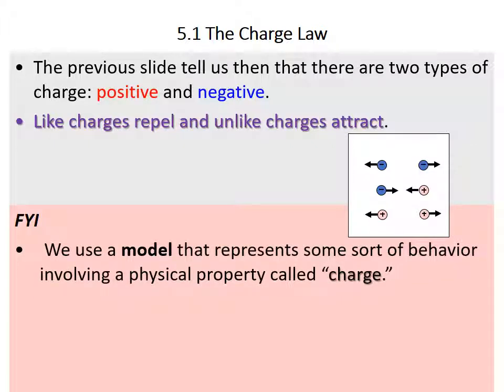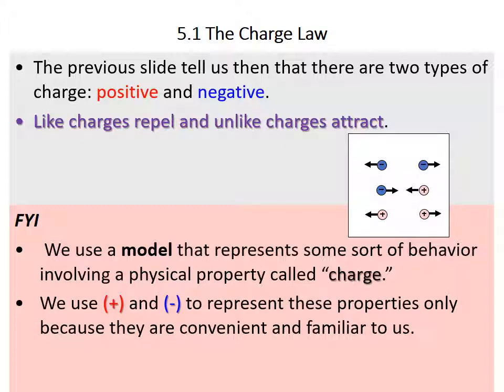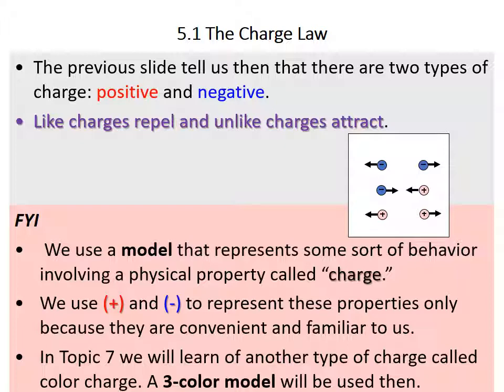So we use a model that represents some of this behavior involving a physical property called charge. Plus and minus are just naming conventions to describe the opposite behavior that protons and electrons exhibit inside of electric fields, which we're about to learn about, and inside of magnetic fields. The nature of these charges, positive and negative, is a very crude explanation. When we get to topic 7, we are going to learn about color charge, and we will use the three-color model to describe charges, but we'll cross that bridge when we get there.